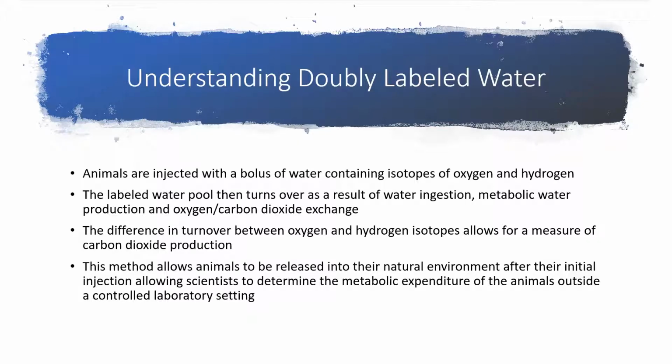To better understand this review, you need to understand how the doubly labeled water method works. This was covered earlier in the class, but as a brief review, in the doubly labeled water method, an animal is collected and they are injected with what's called an isotope of oxygen and hydrogen, which is then absorbed and metabolized by the body.